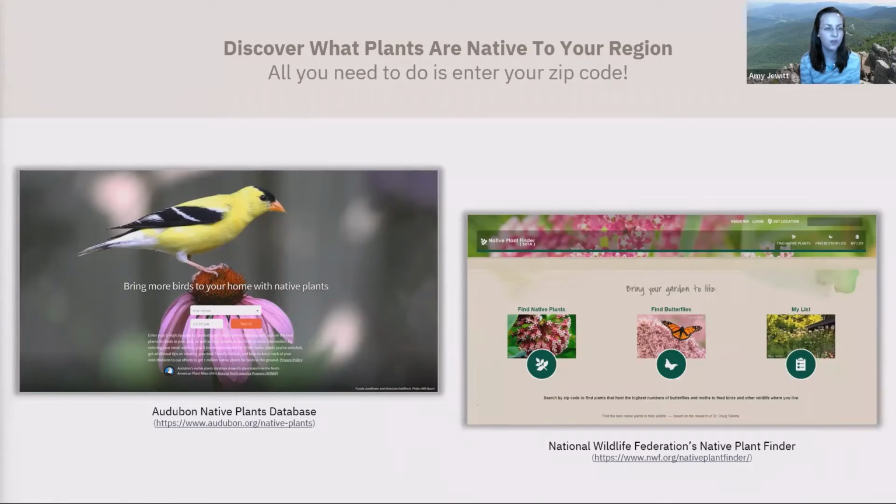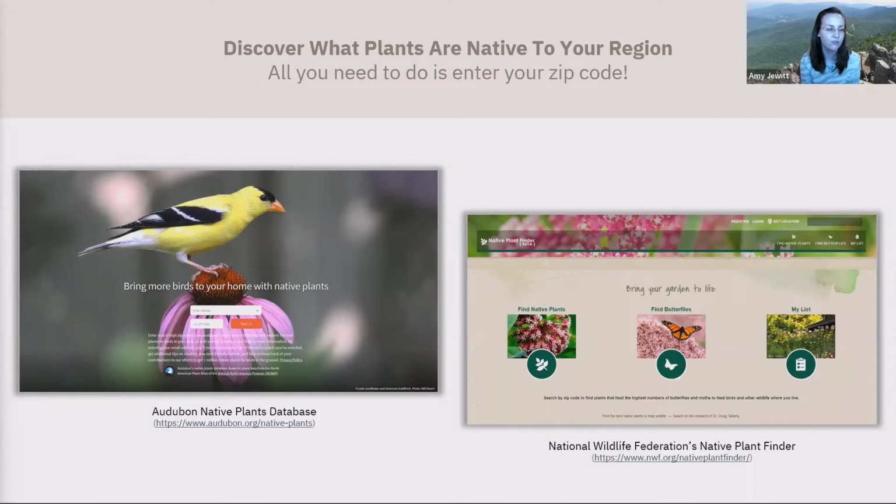So if you want to know what plants are native to your region, go to either of these sites and all you have to do is enter your zip code. That's it. And it will spit out a list of species that are native specifically to your region. So if you remember, we were talking before about geography is key when you're talking about native species. If something is native just to Pennsylvania, it might actually not be native to the whole state. So here with these tools, you can really hone in on what species are truly native to your exact region.